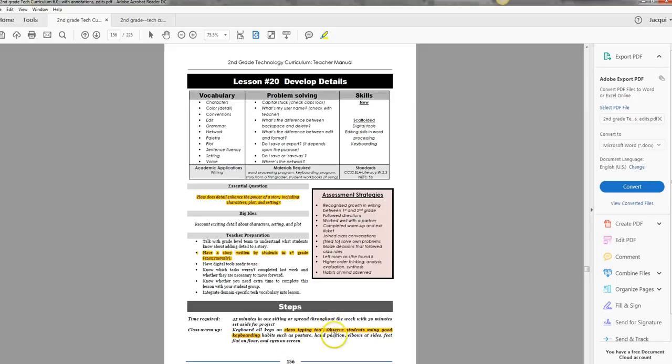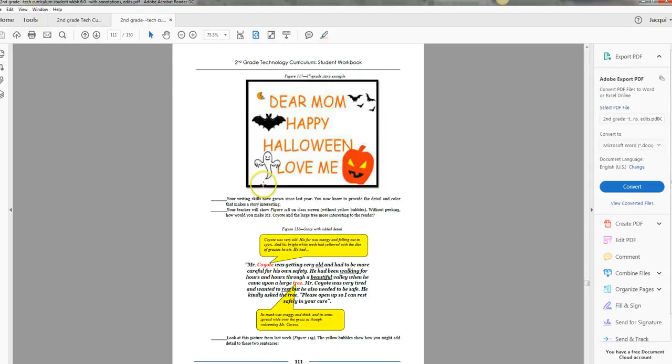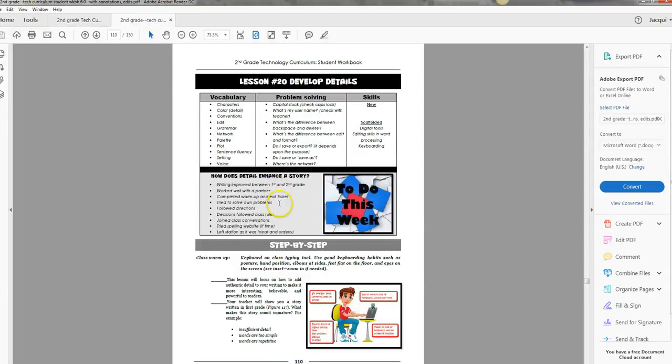So have them practice keyboarding till you get started. And then on the class screen, show a story that they wrote last year, something like this. And then ask students why they think that sounds like a first grade story instead of a second grade story. You're going to look for things like this in here. Let's see if it gives them ideas. Oh, it does. Okay, so they have these ideas.